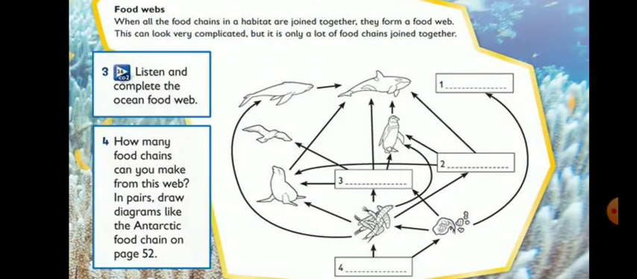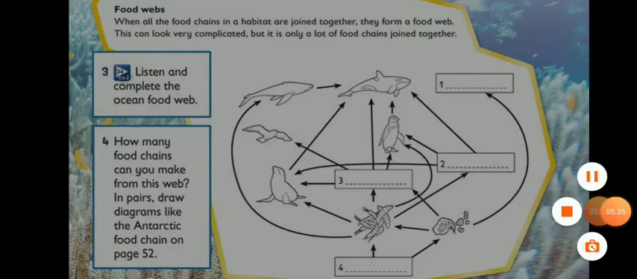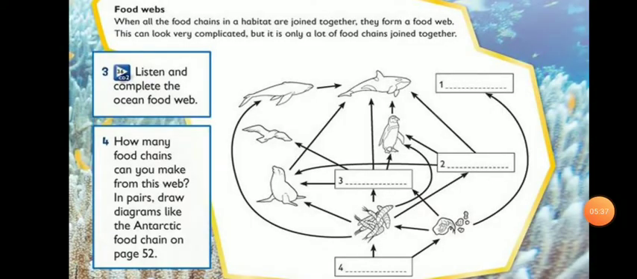Now, the food webs. When all the food chains in a habitat are joined together, they form a food web. This can look very complicated, but it is only a lot of food chains joined together. This is a food web. As you can see, you have plenty of animals here. So we're going to complete this food web. We have a penguin over here, a killer whale, another whale here, a seal, and zooplankton.